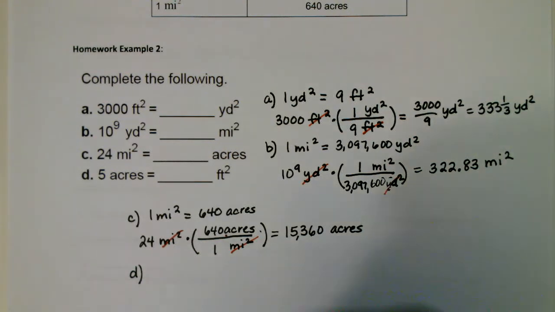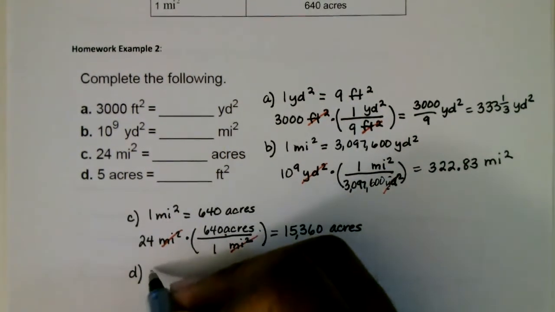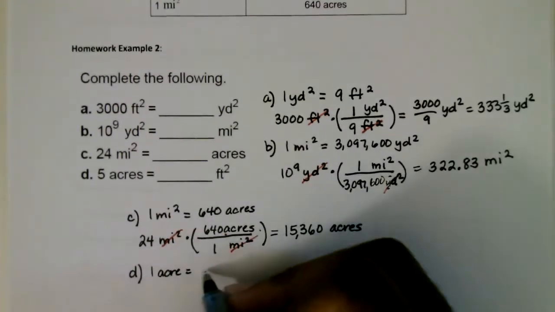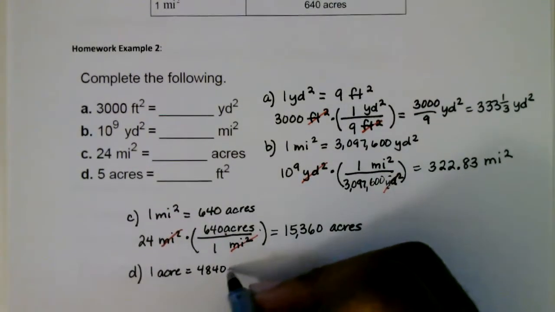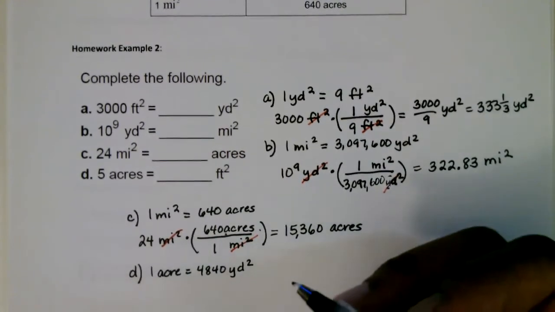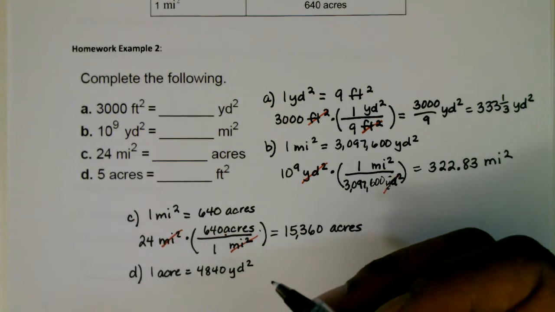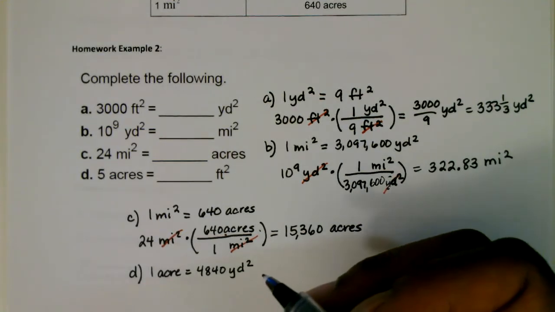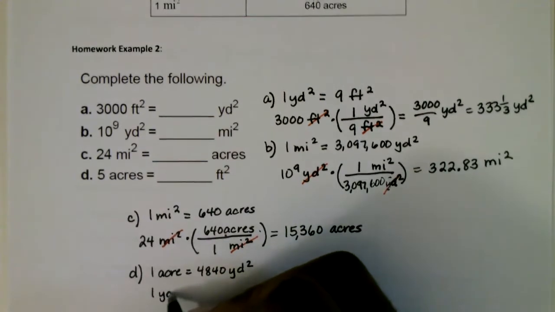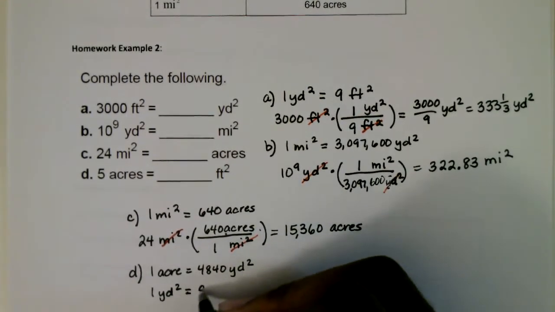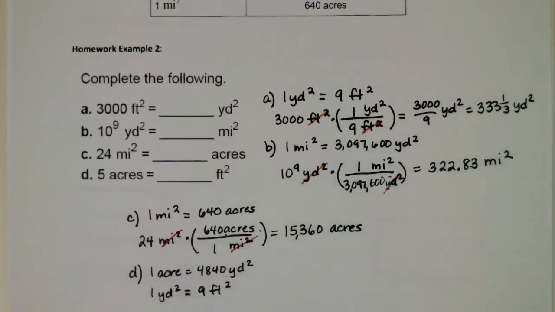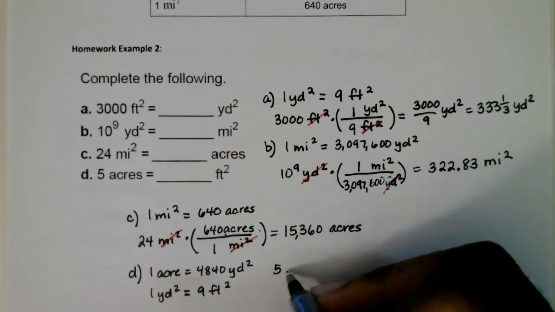Well, let's see here. I know that 1 acre is 4,840 square yards, but I want to get to square feet. All right, let's see here. 1 square yard, let's use that. That's equal to 9 square feet. We're gonna have to use both of these here to convert from acres to square feet. You have to go from acres to square yards, and then from square yards to square feet. So here, off to the side, 5 acres.